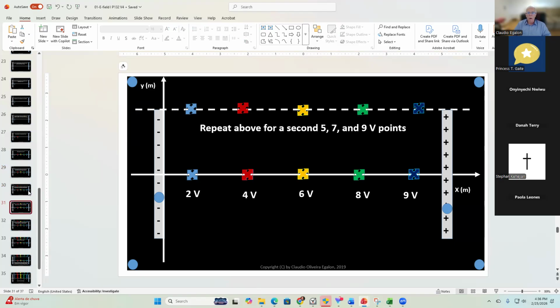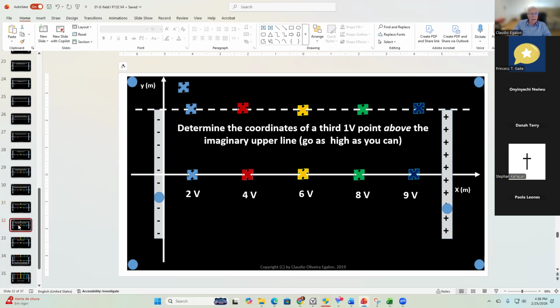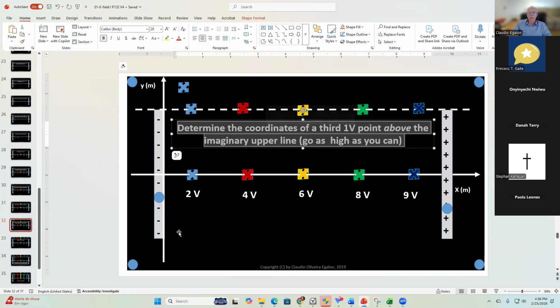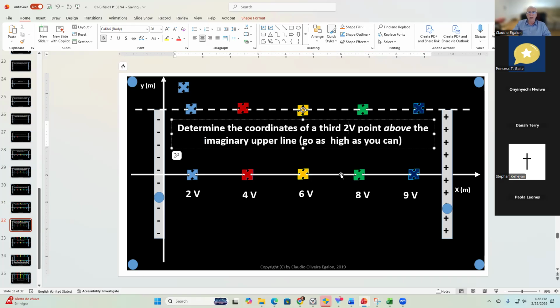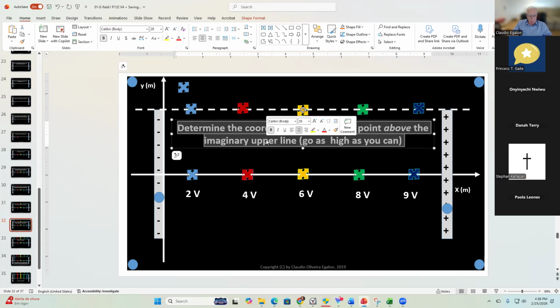We see what we're doing? We're mapping the position within this paper of the voltages. Okay, and these surfaces and those points that have the same voltage make part of what we call the equipotential surface. We're going to do that for several of those points. 6 different positions. Next, determine the coordinates of a third 2 volts point above the imaginary upper line, right?